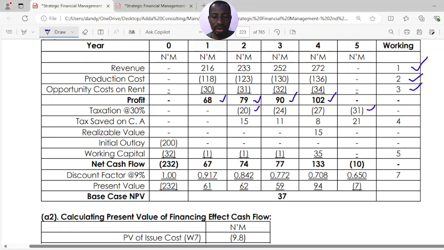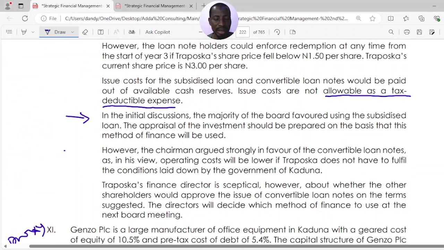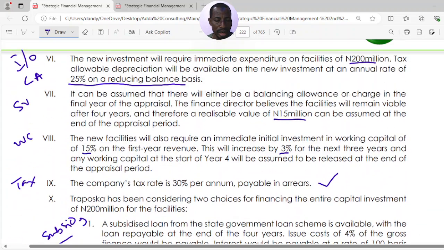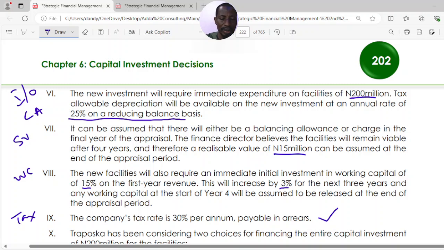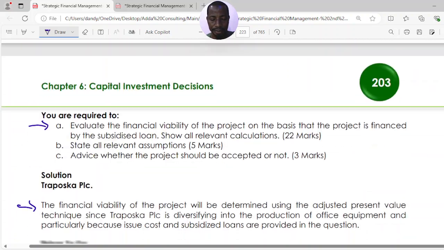I will then go to the question, how am I going to claim capital allowance? I think I noted this somewhere when I was reading. Yes, in this bullet point number 6, that's where you have information on the capital allowance. We are told that the new investment will require immediate expenditure on facility of 200 million naira. That 200 million naira is the cost of the facility. Tax allowable depreciation will be available on the new investment at an annual rate of 25% on a reducing balance basis. So let us calculate tax saved on capital allowance on that.